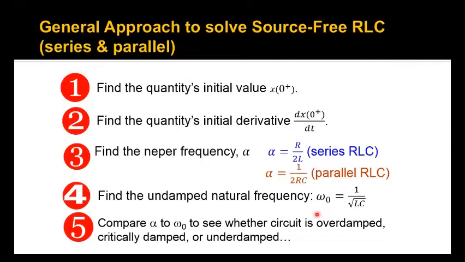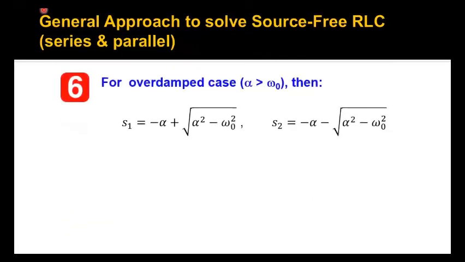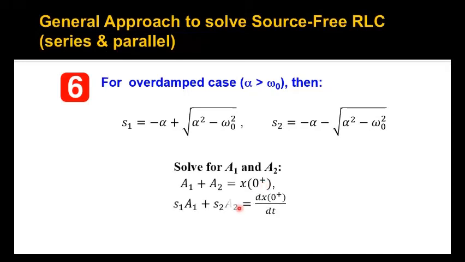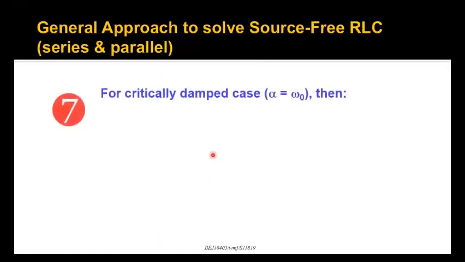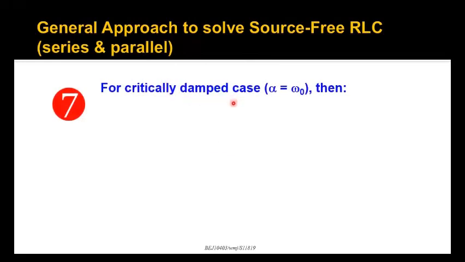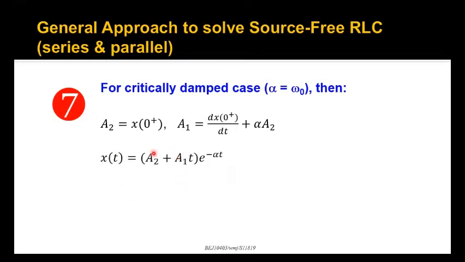Okay, so let's go to step 6. In the case of overdamped, where your alpha is greater than omega naught, you need to find two roots, S1 and S2. And then you need to solve A1 and A2 by using the initial conditions, and you can solve your A1 and A2 using this one. In step 7, in the case of critically damped, your alpha is equal to omega naught. So again, you use the initial conditions to solve your A1 and A2, and then you can substitute them into this general solution for the critically damped case.